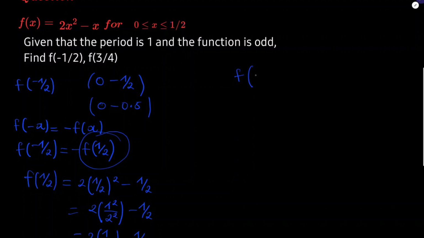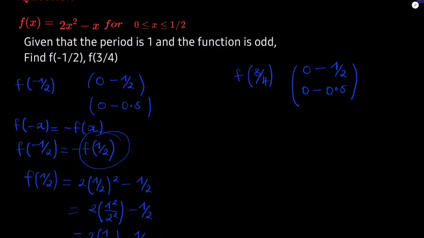So let's go to the second one, f of 3 on 4. We still have our range, that is 0 to half, or 0 to 0.5. That is still our range. Again, the function is odd, so let's deal with that. For odd functions, f of minus x is equal to minus f of x.